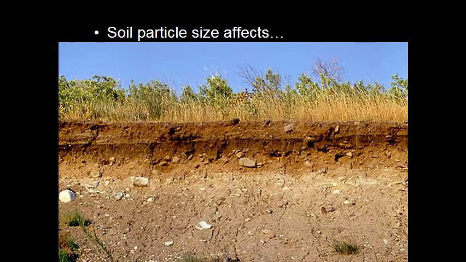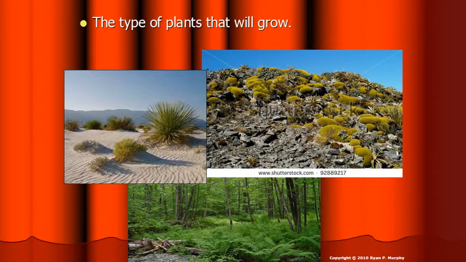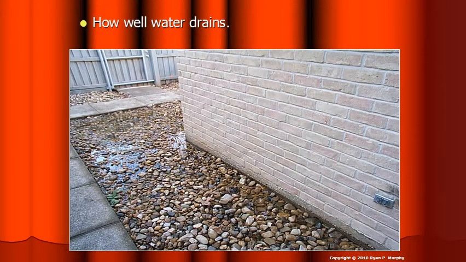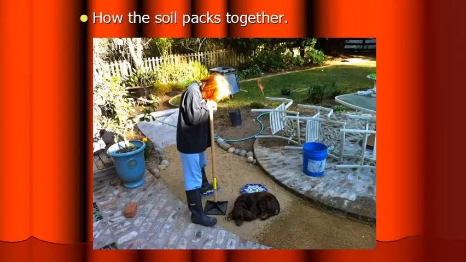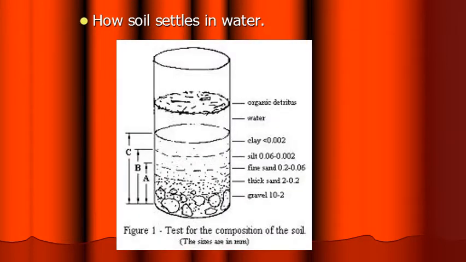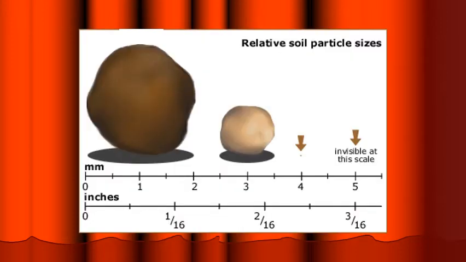So, soil particle size affects the types of plants that will grow, affects how well water will drain, how the soil packs together, and how the soil settles in water. That's an important part too. So, particle sizes. Take a look at this.